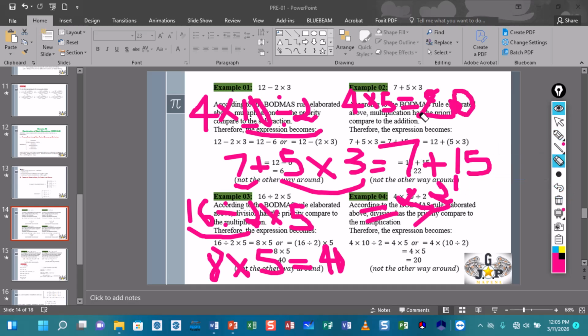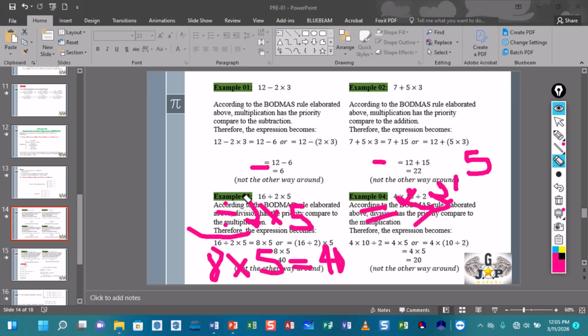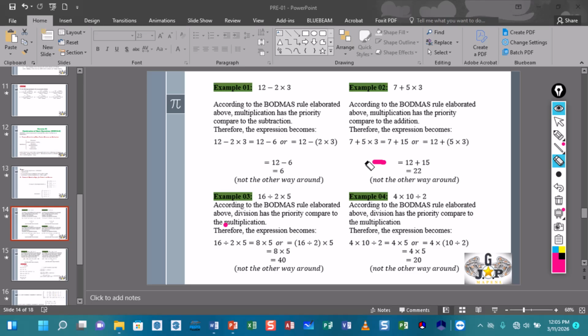There is no other way besides this. This is how you solve it. So yeah, this is how we were able to get this result. So let's continue with the BODMAS.